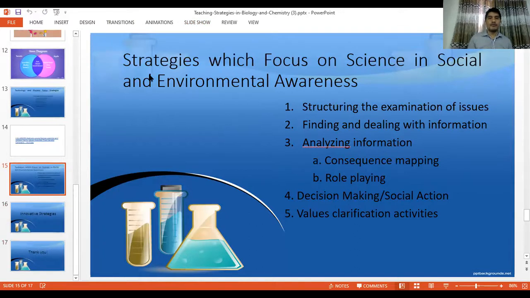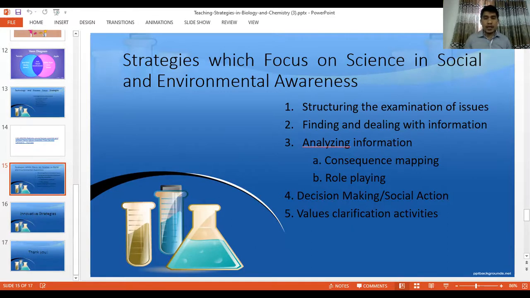The fourth one is strategies that focus on science in social and environmental awareness. These focus on society, with emphasis on the preservation of our environment and looking at what is happening in our environment. What we do here is first facilitate in our class the structured examination of the issues. When we examine the issues, we have to make sure that we look at the different dimensions affecting the issues related to the science topic that we are discussing.